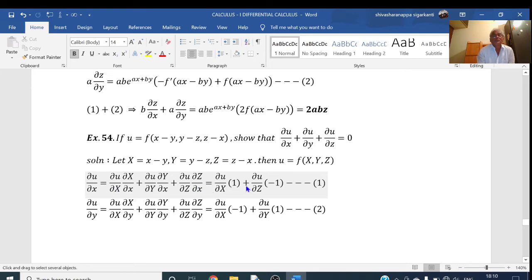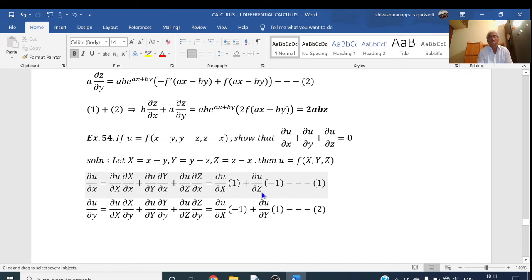This is equal to ∂u/∂X into, what is ∂X/∂x? We have X equal to x minus y. Differentiating this with respect to x, I will get 1. ∂X/∂x equal to 1. Plus ∂u/∂Y into ∂Y/∂x, this middle term. But here, Y is a function of only y and z. This is independent of x. So differentiation of capital Y with respect to small x is equal to 0, so that this term becomes 0.